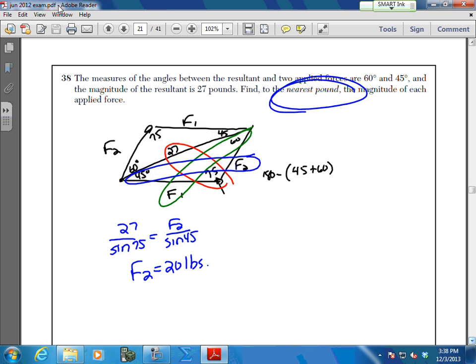You're going to do this again for your second ratio. For force 1, again your constant, 27 over the sine of 75, is your force 1 over the sine of 60. And your force 1 is going to come out to be 24 pounds.